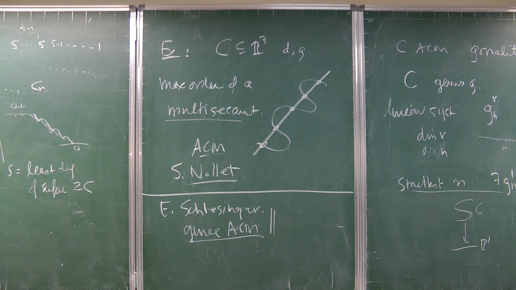So that, again, shows my principle that the problem ought to be easier for ACM curves. For arbitrary curves, it's just fixed degree and genus and some component of the Hilbert scheme. I don't think there's any idea about this result there. So those are a couple of cases where we got a positive answer. Now, another case.